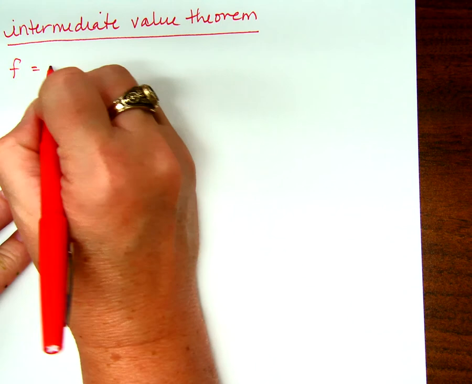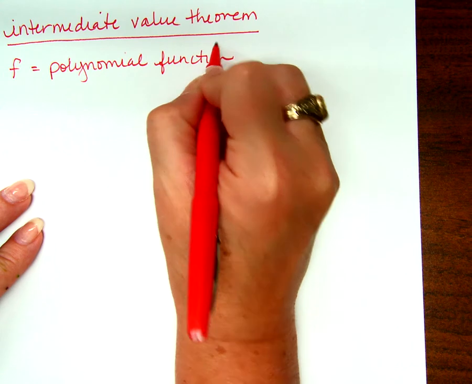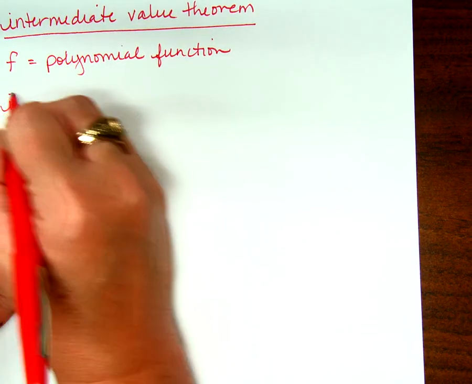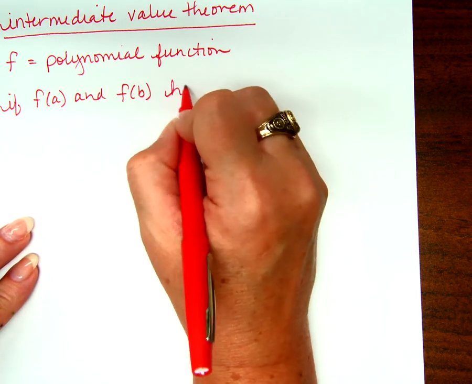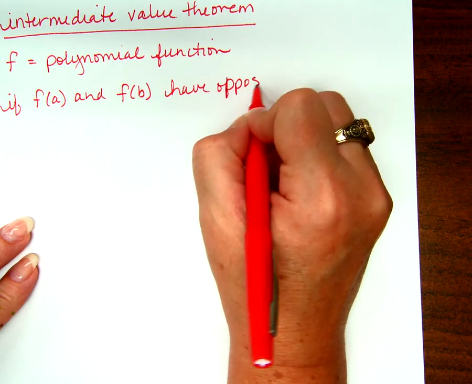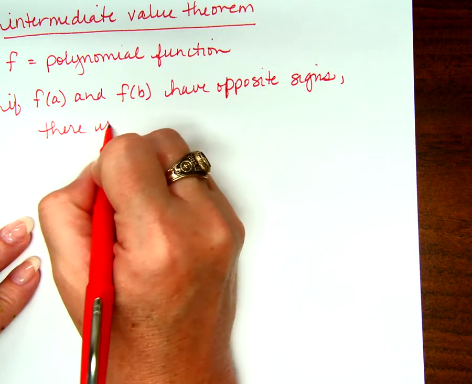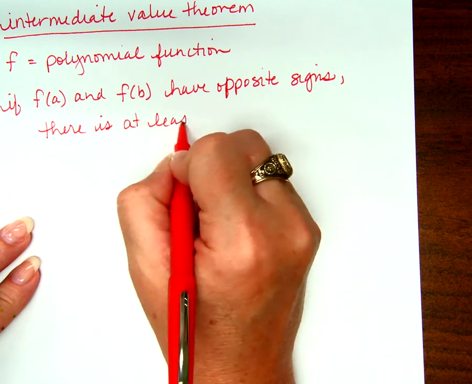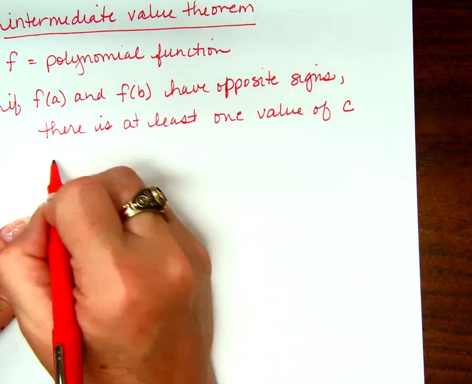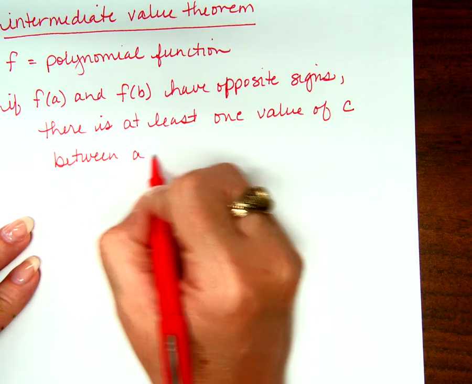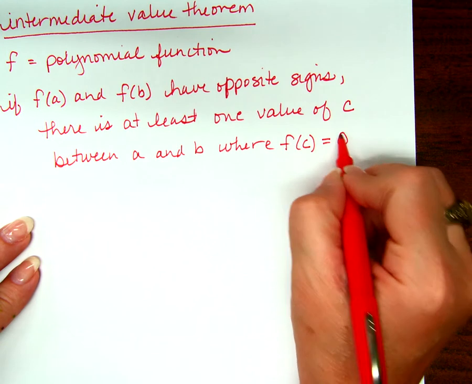So we're going to say f is a polynomial function. If f of a and f of b have opposite signs, there is at least one value of c between a and b where f of c equals 0.